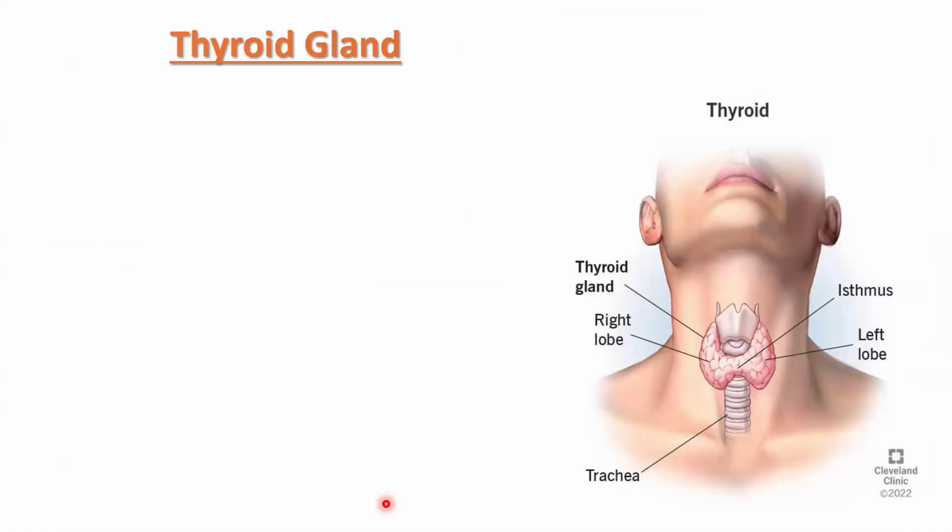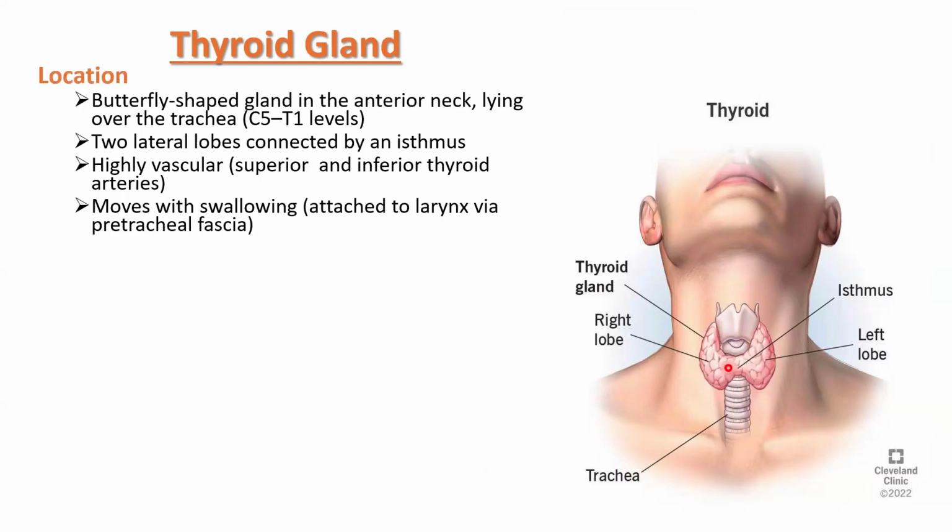What about the thyroid gland? I'm sure you can actually touch your thyroid gland right now. It's found on the neck, extending from C5 to T1, as you can see there. This is the thyroid gland. You can see it has two lobes and an isthmus at the center. So the right lobe, the left lobe, and an isthmus connecting them.